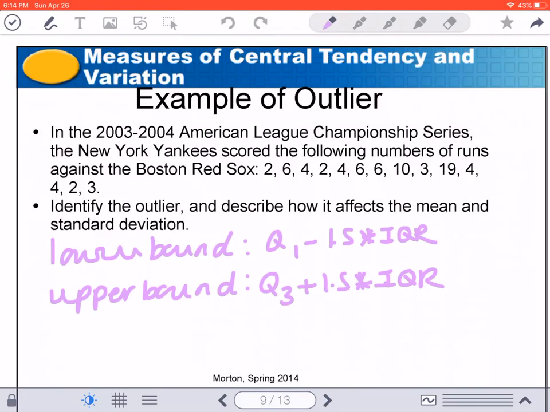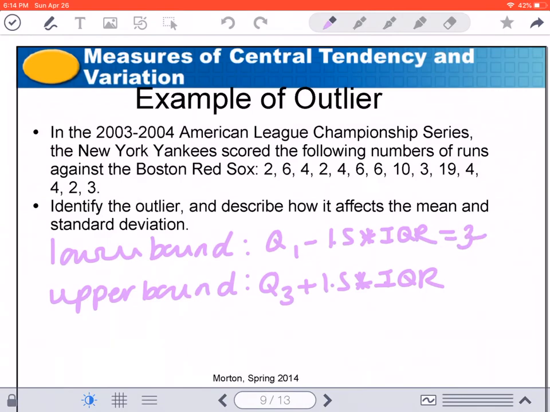So 2, enter, 6, enter, 4, enter, 2, enter, 4, enter, 6, enter, 6, enter, 10, enter, 3, enter, 19, enter, 4, enter, 4, enter, 2, enter, 3, enter. Okay, what I end up seeing when I go to calc, my 1-bar stats, I see that my Q1 is 3. Okay, so Q1 is 3.